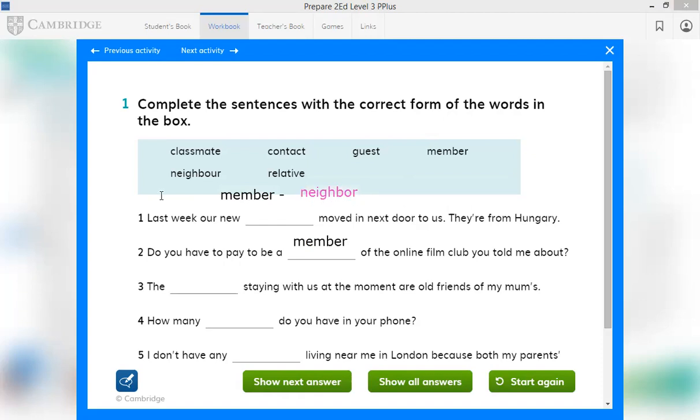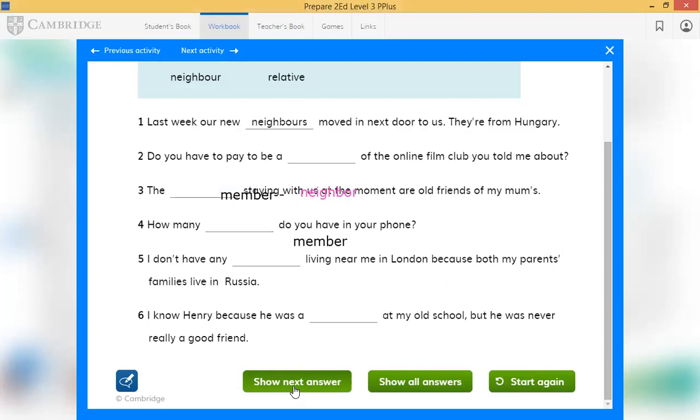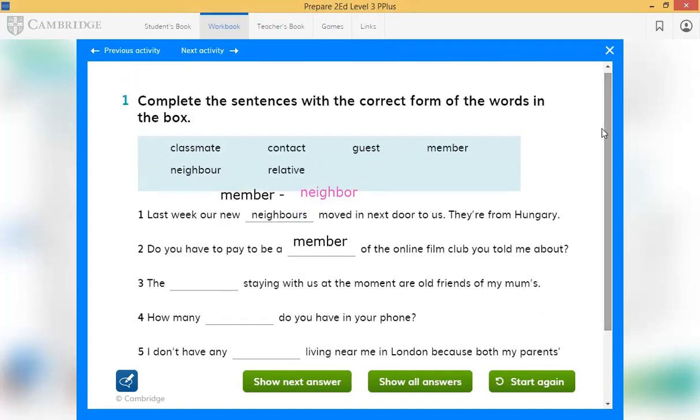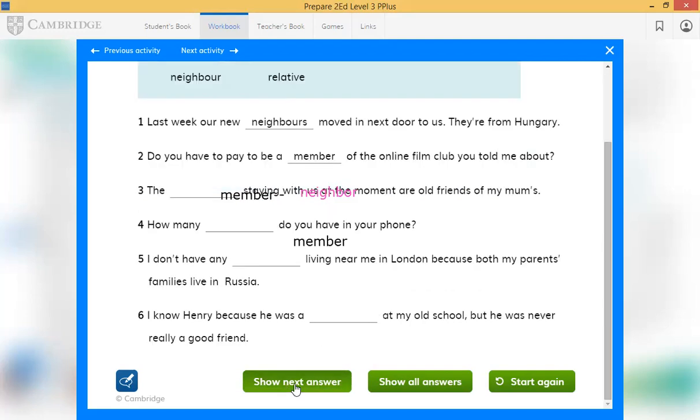Okay, so I have two possibilities here in number one. Let me check what the correct one is, because the observation of Christopher was also correct. He has some idea. Let me see number one. Yes, number one is neighbor. Number two: do you have to pay to be a member of the online film club you told me about? Let me see if Christopher is correct. Christopher is correct. Excellent. All right. So this is what I mean.